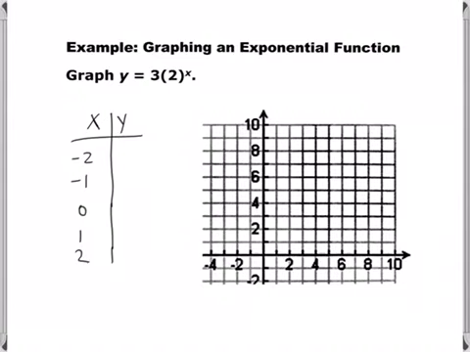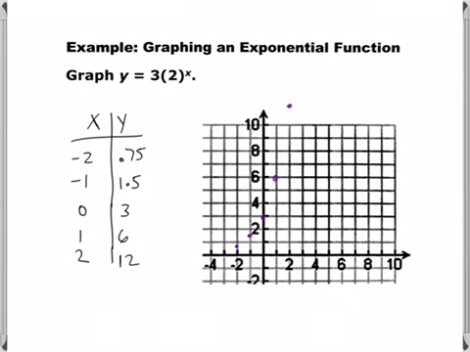So at -2, I get 0.75. At -1, I get 1.5. At 0, I get 3. At 1, I get 6. And at 2, I get 12. And so now I'm just going to plot these ordered pairs. So -2 is 0.75, -1 is 1.5, 0, 3, 1, 6, and 2, 12.